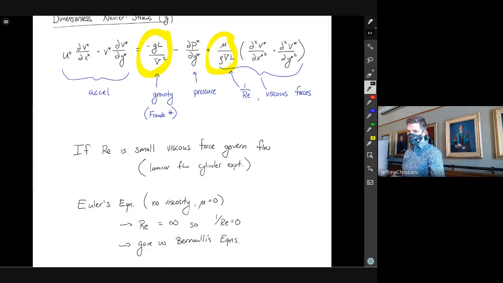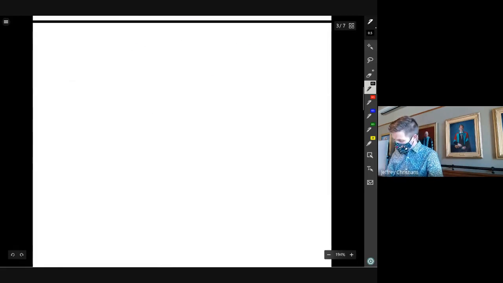And we'll look at what's called the Buckingham, not Buckingham, it's not going to let me erase it. That's bunk.